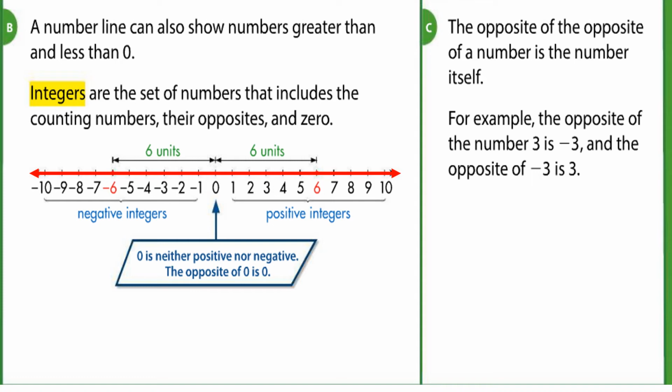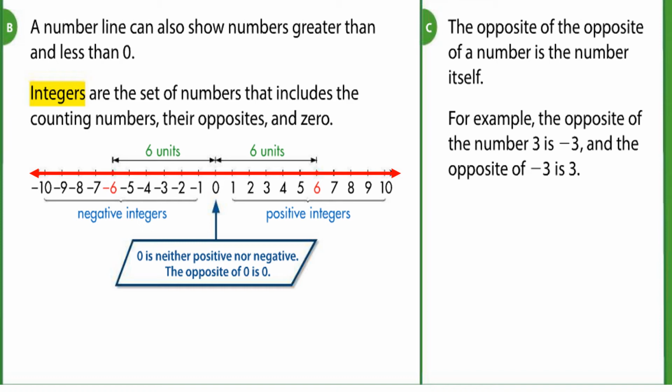Okay? And the opposite of a number. What about the opposite of a number? It is the same number itself. Let's take one example. The opposite of number 3 is -3. And the opposite of -3 will be 3. So the opposite of the opposite will be the number itself.